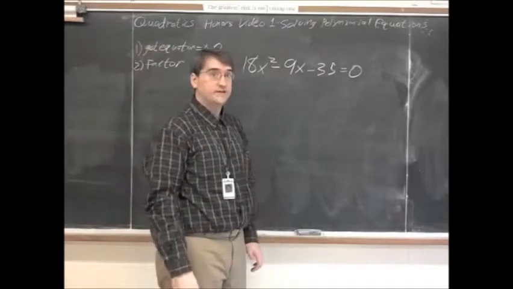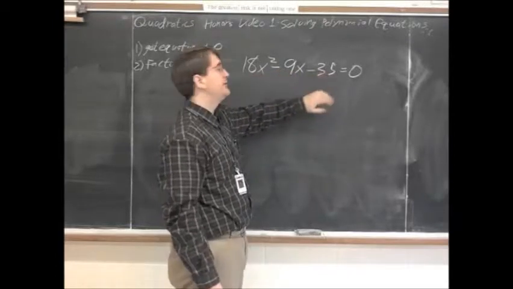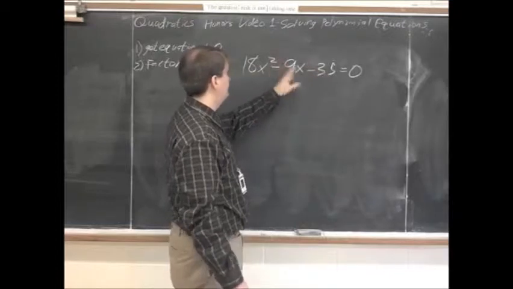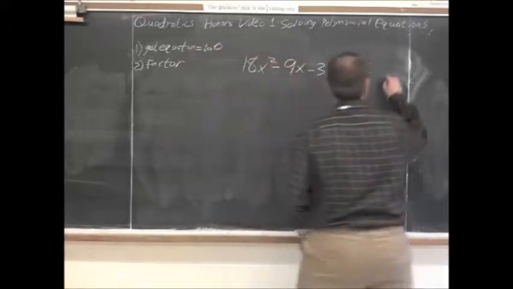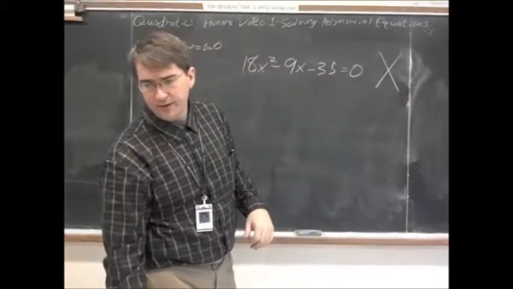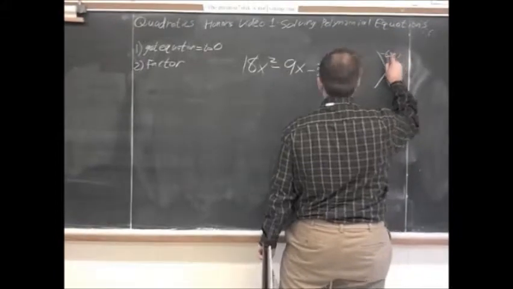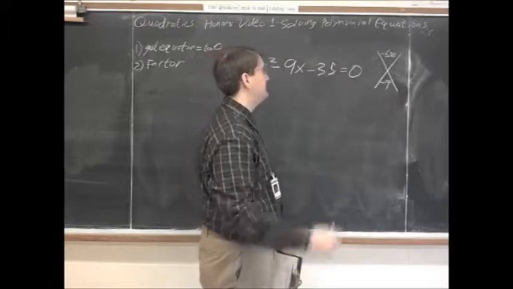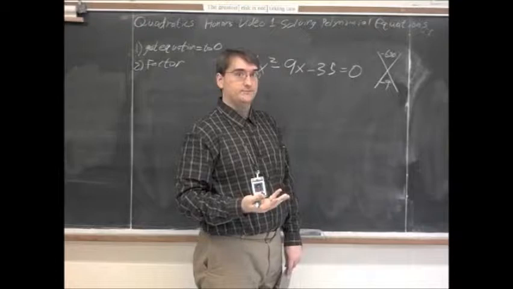And remember, we look for a GCF first. 18 and 9, maybe we can take a 9 out of everything, but that doesn't come out of 35. 3 isn't in common either. 5, no, there's no GCF. We're going to have to go straight to splitting the middle on this one. So I want two numbers that multiply to 18 times 35, which is negative 630, and add to negative 9. Two numbers that multiply to that product, 18 times 35, and add to negative 9. Go ahead and try to figure those out.